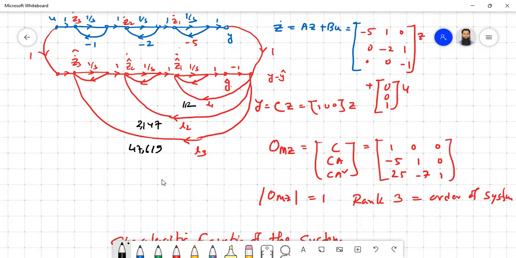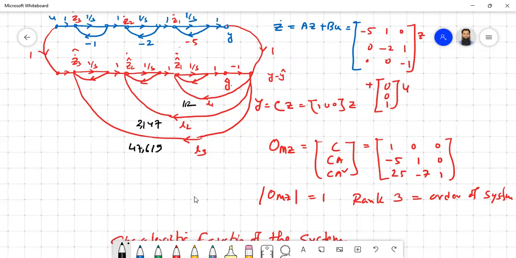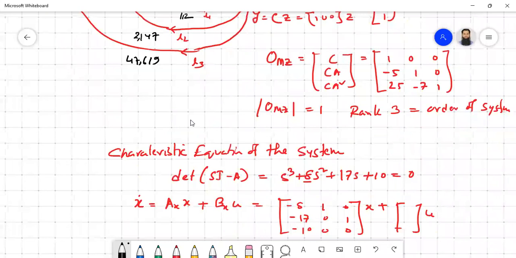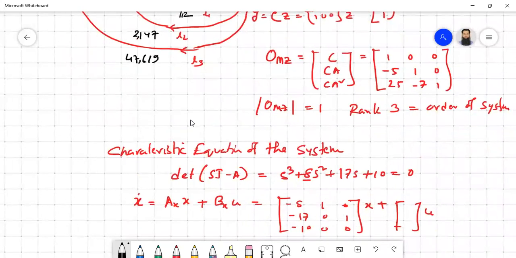So this is all for this particular session, and this is how you design a system that is not represented in observer canonical form.